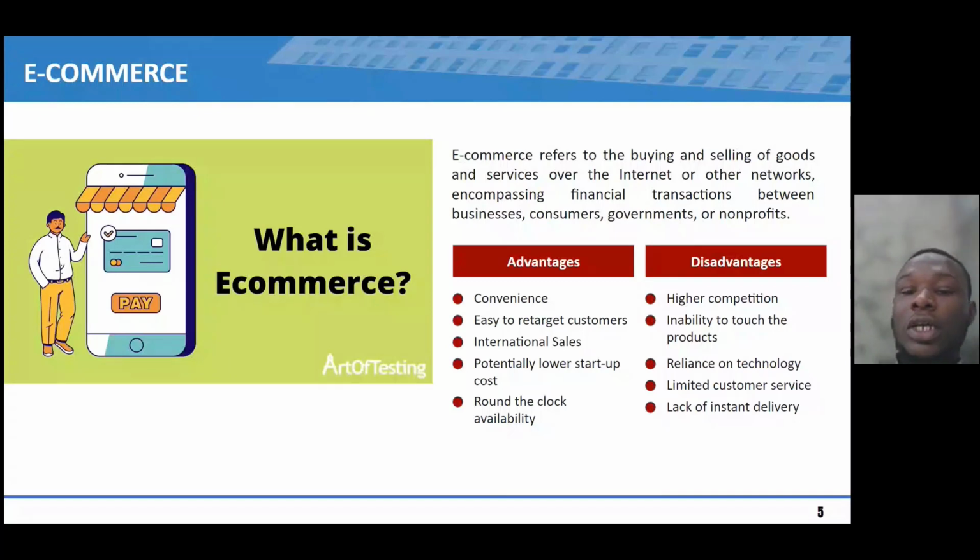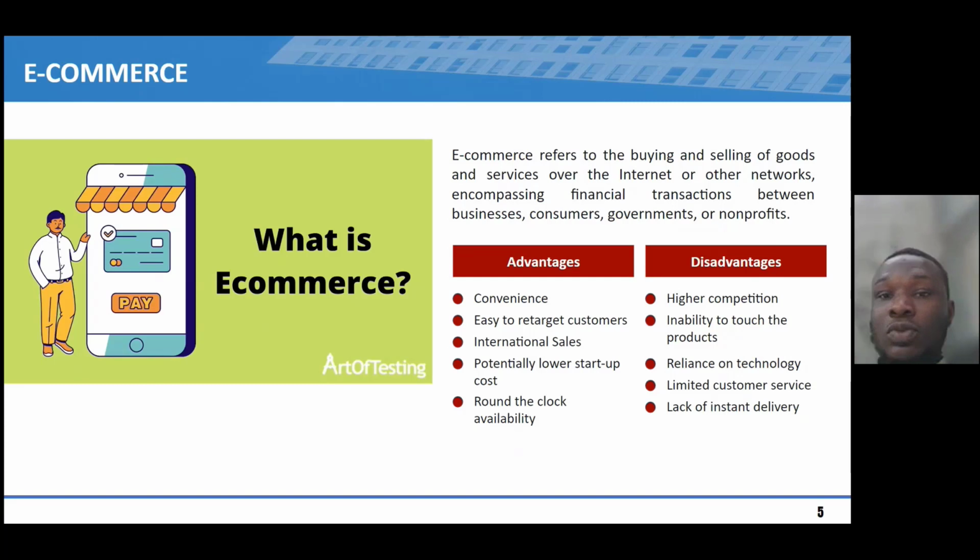The next is the potentially lower startup cost. That is for a startup, this would be much easier and cost effective, rather than establishing branches or physical sales outlets, which would cost more. So this would be a very cost effective way of getting access to customers. Then the next is round the clock availability. Of course this has to do with online, right? And it's just for the company to get like 3 sales staff that would attend to the customers' needs.